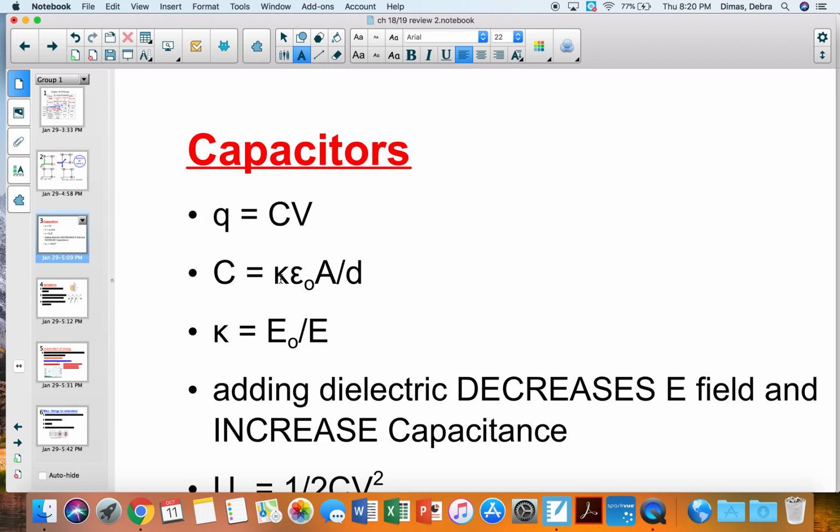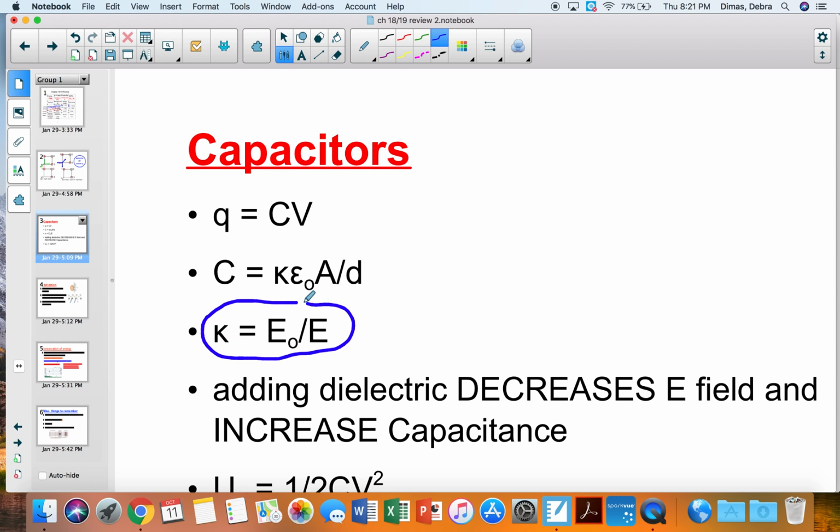Kappa is based on the material, right, that's inside of it. So this one changes depending on what it is. Kappa is always the ratio. This is important. This part people always forget that, what the heck is this? And we didn't talk about it that much. So make sure you realize that kappa is this ratio between E naught and E.